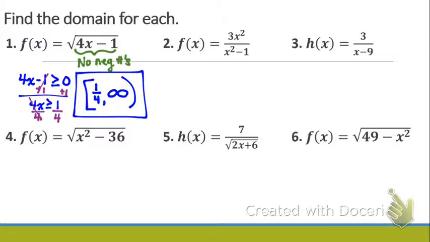What about number 2? Are there any values that x is not allowed to be? What is my denominator not allowed to be? Denominator is not allowed to be 0. So that means x, Miles, you said x can't be what? 1 or -1. Can't be 1, can't be -1. So here's how I write that domain.